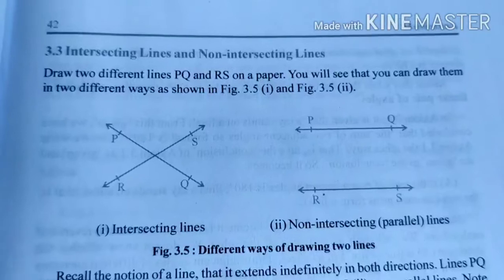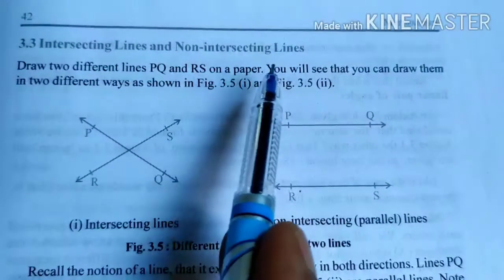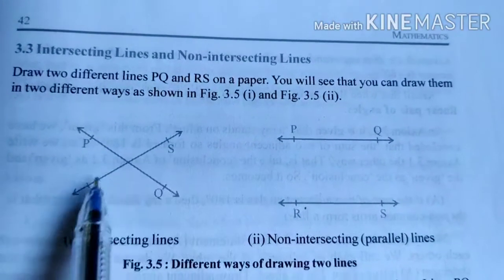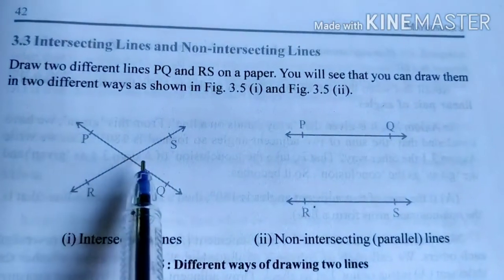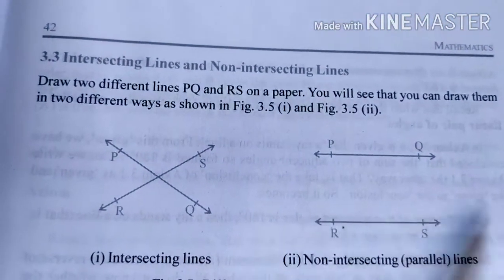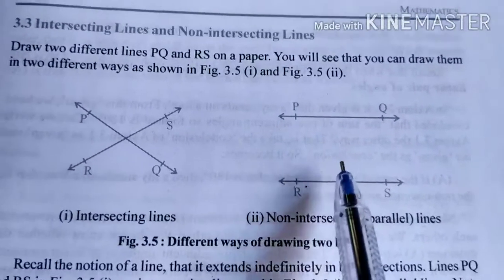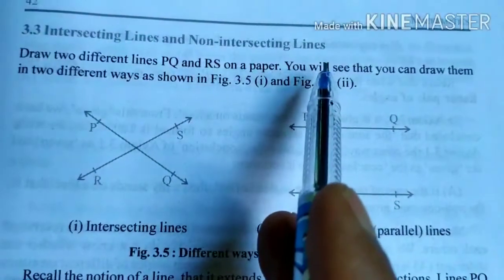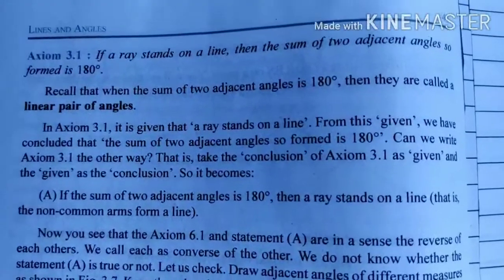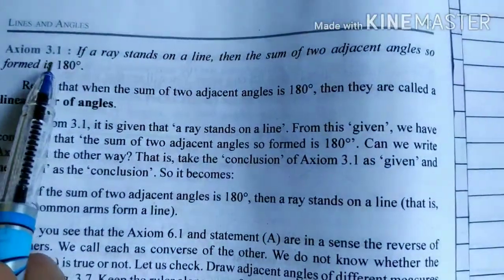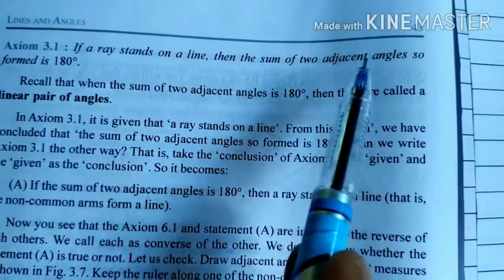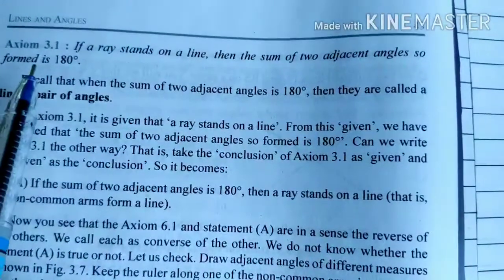Then comes intersecting lines and non-intersecting lines. When two lines intersect at a point, those two lines are called intersecting lines. They meet at a particular point. If they do not meet when we extend them in both directions, they are called parallel lines or non-intersecting lines. Then we have Axiom 3.1: if a ray stands on a line, then the sum of the two adjacent angles so formed is 180 degrees.